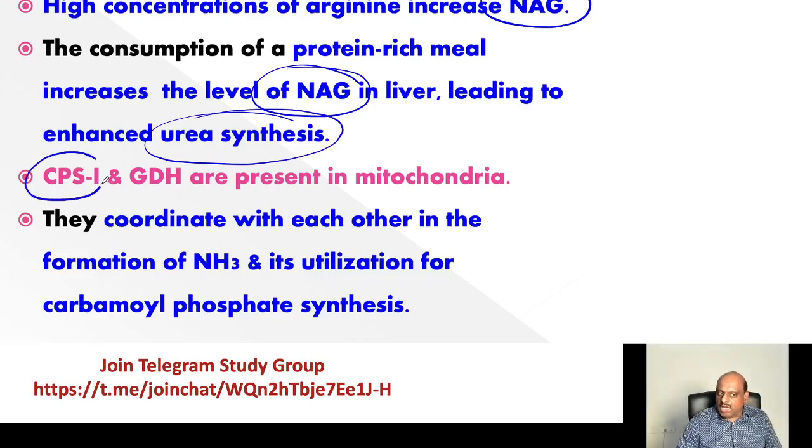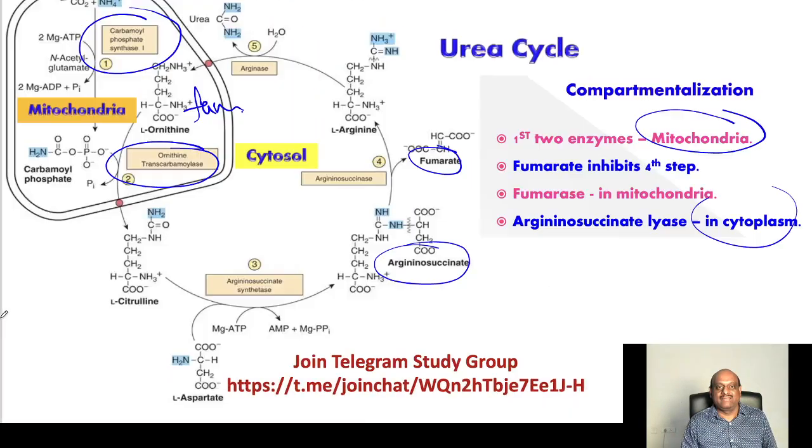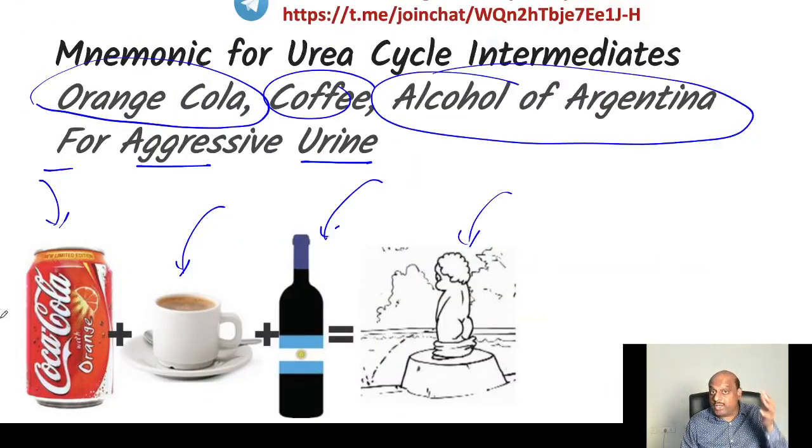And both the carbamoyl phosphate synthase 1 and glutamate dehydrogenase are there in the mitochondria. They closely coordinate with each other with regard to the formation of the ammonia and its utilization for the carbamoyl phosphate production for the urea cycle. So that is all you should remember. Coca-Cola, a coffee cup, and an Argentinian wine, and the statue pissing as a mnemonic to remember the urea cycle.